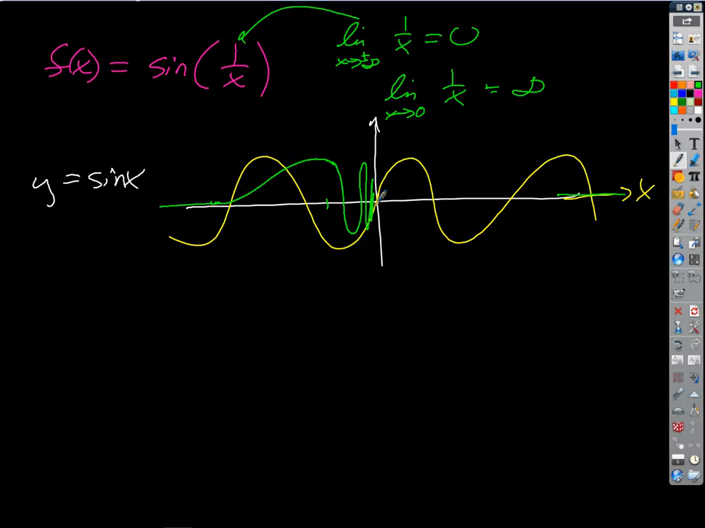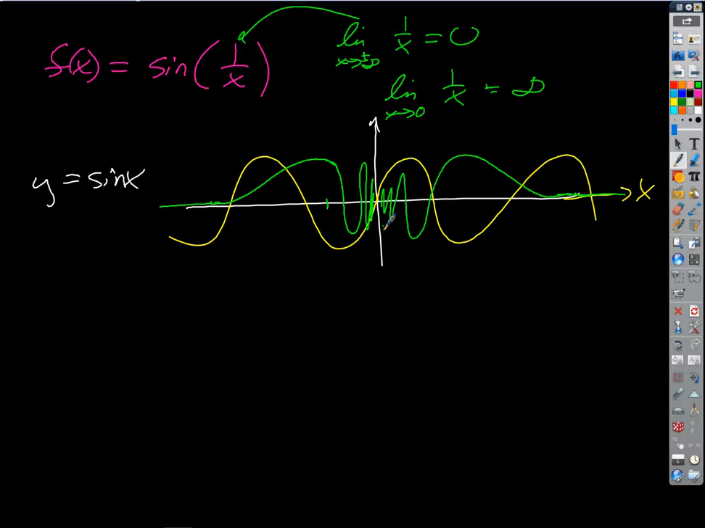How many times does it oscillate between there and 0? An infinite number of times, doesn't it? Same thing from this direction. If we back up, it's going to do something like that. It's going to oscillate an infinite number of times.